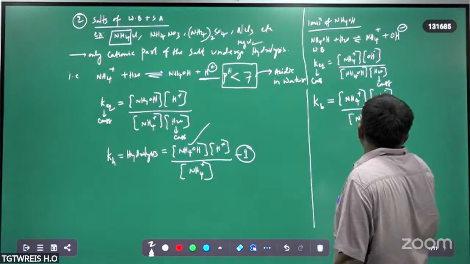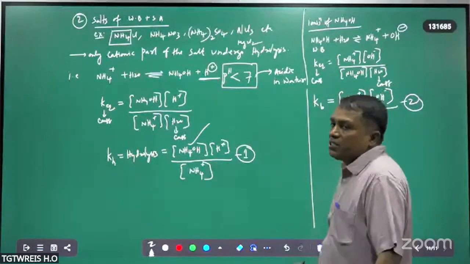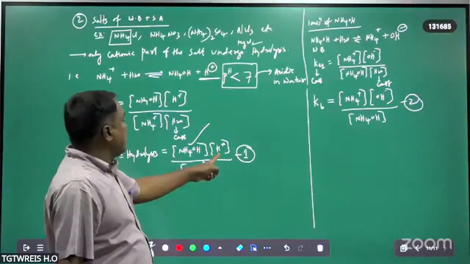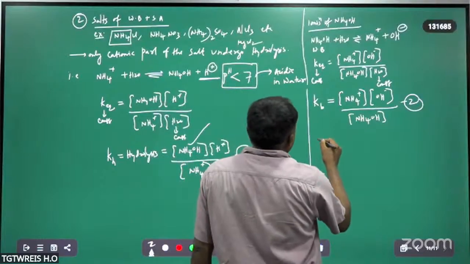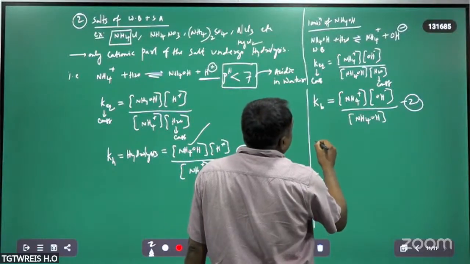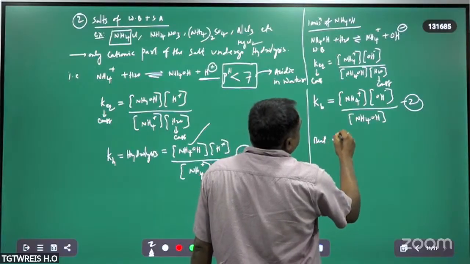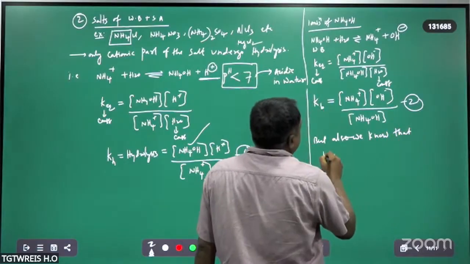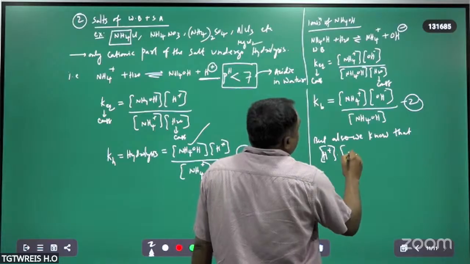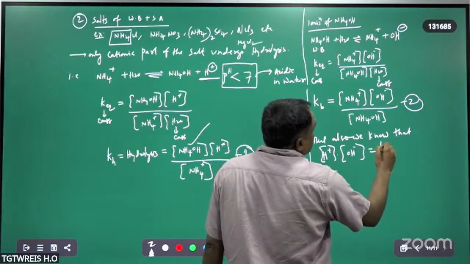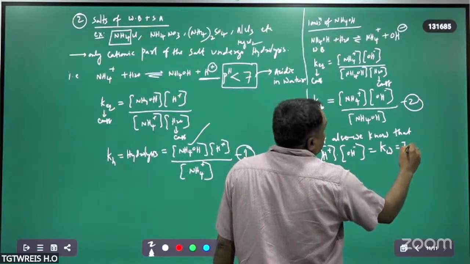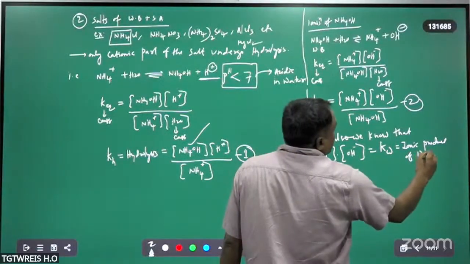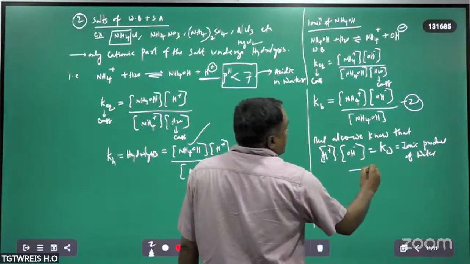So this is equation number 2. This is the base dissociation constant. And here in this equation we have also one H plus ion. Therefore, in order to calculate the H plus ion concentration, we know that H plus ion concentration into OH minus ion concentration is the ionic product of water, that is Kw. So this is equation number 3.